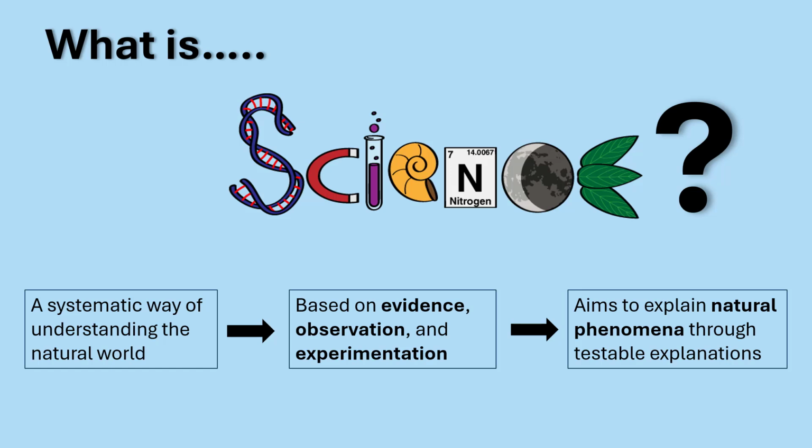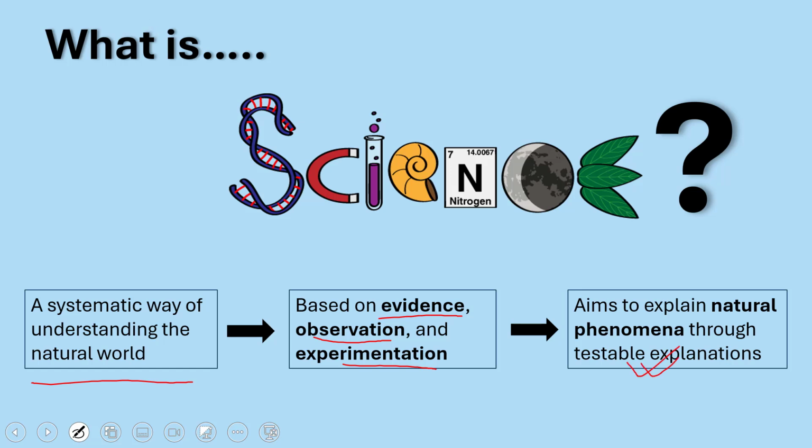Science is a systematic way of understanding the natural world. That means it's not based on guesswork or beliefs, but we follow a certain procedure of thinking about a situation clearly and in a logical manner to find the answers to a problem. Science is based on evidence, observation, and experimentation. Scientists make observations, collect data, and then test their idea under the circumstances they have, and then analyze whether their ideas are right or wrong.